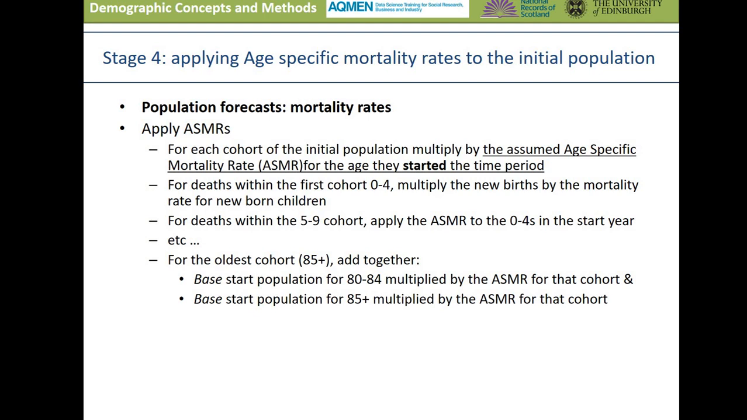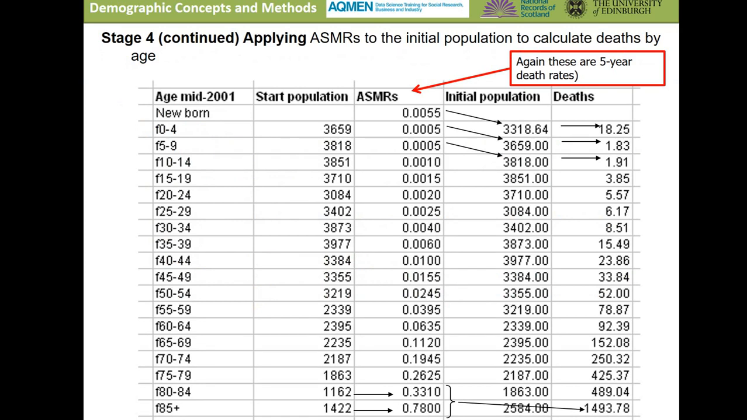For the final cohort, our estimate of deaths is slightly different. We take our base start population for age 80 to 84 and multiply that by the age-specific mortality rate for that particular cohort. And we take our base start population for the 85 plus group and multiply that group by the age-specific mortality rate for that cohort. And we add these two things together.